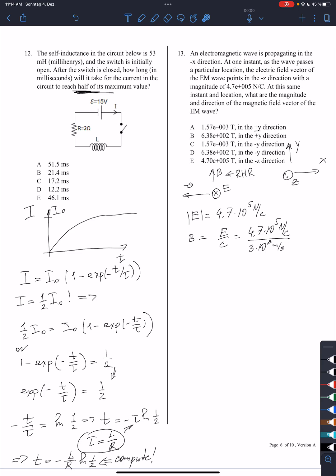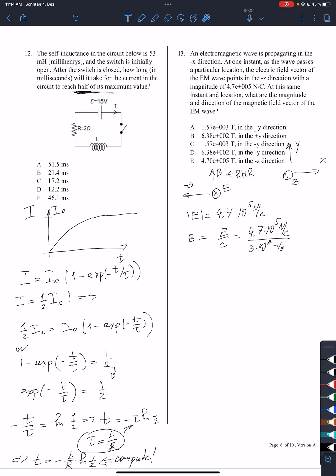Okay, so what we are given here is that the electric vector field is pointing in negative z, so it means that it points into the page. I define the conventional axis over here. The velocity is in the negative x direction, and I need to find the direction of the magnetic field. I use the right-hand rule to do that, right?